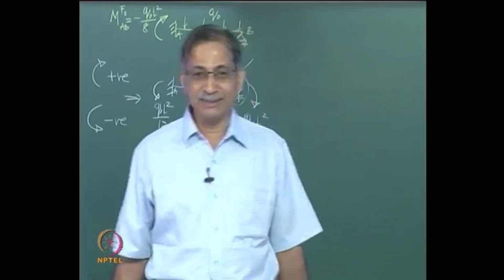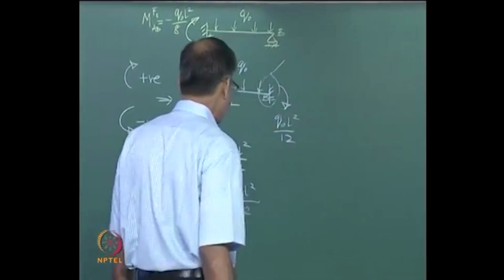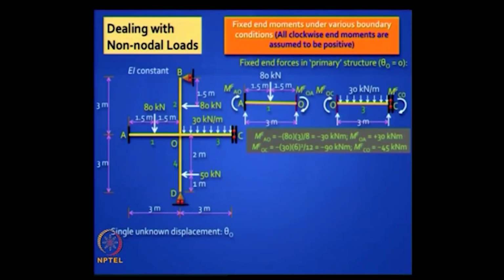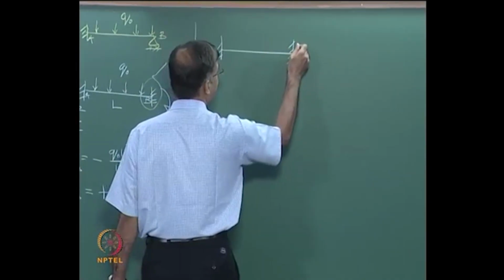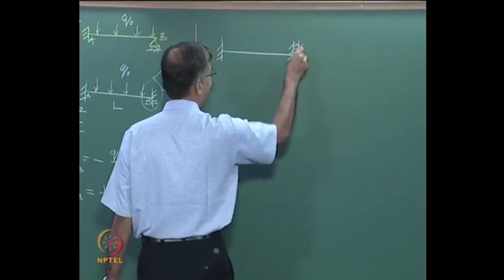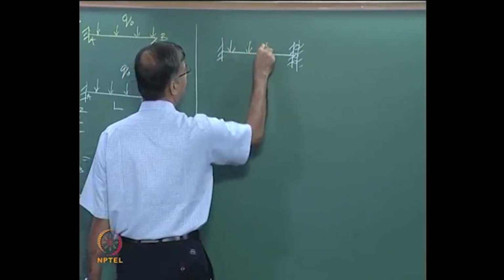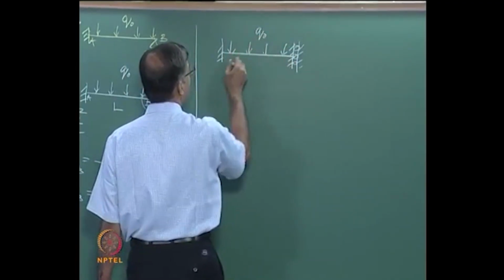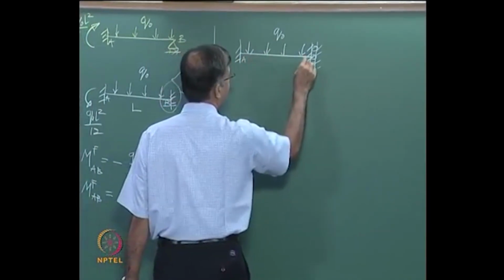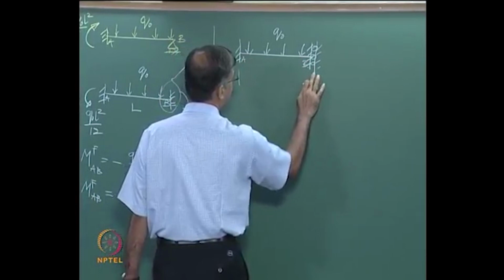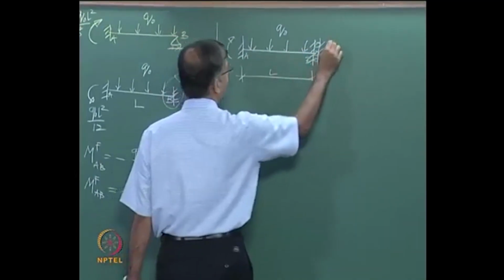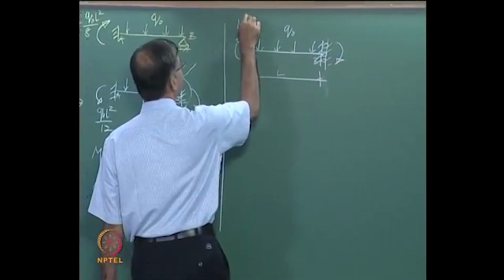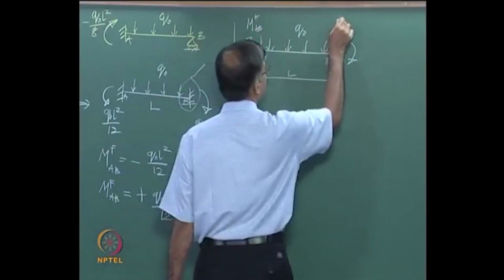Now the second case is interesting. We are trying to take advantage of that guided fixed support. So how will you solve that problem? So now we are saying, let us say you have a problem like this. Let us say this is Q naught, and say this is A, this is B, and this is L. I want to find out these values. What is MFAB and what is MFBA?